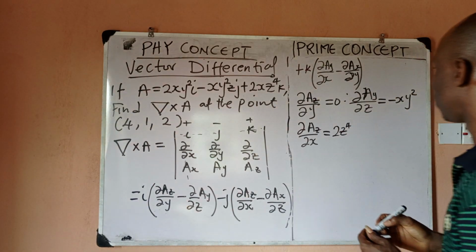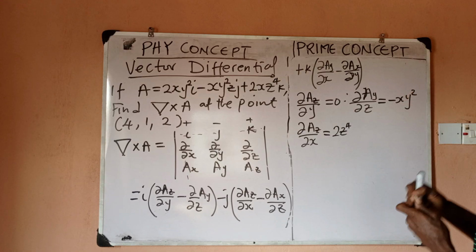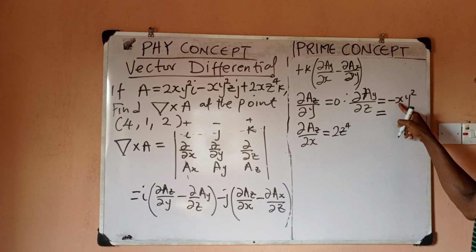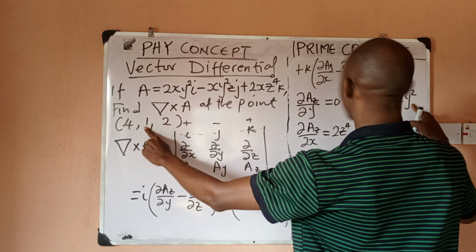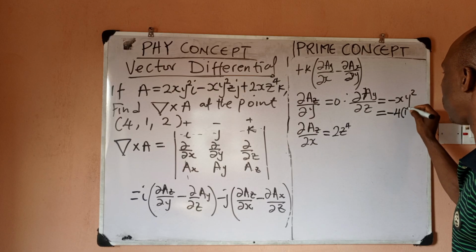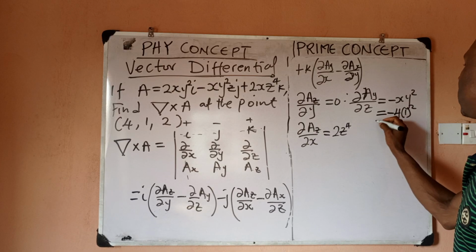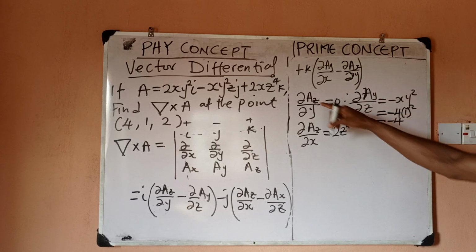Now what I would have done is to be substituting their values, so it will be easy for me. So let me substitute the value of x and y. Remember, x is 4, y is 1. So if I substitute, I have minus 4 into 1 squared, and this would actually give me minus 4. So that is this. Remember, this part is 0.